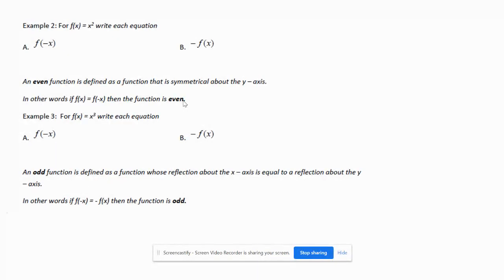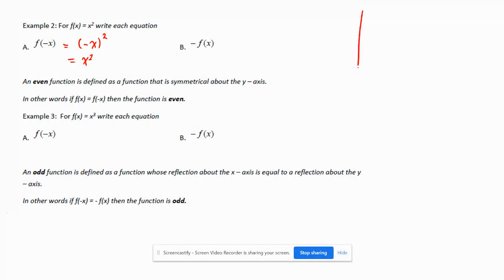New topic over here, and if you guys took Math 30 AP, we would have covered even and odd functions fairly briefly in that course, but we can review for this guy. So for f of x equals x squared, if we had to figure out what f of negative x equals, well, that would be negative x squared, which equals x squared.